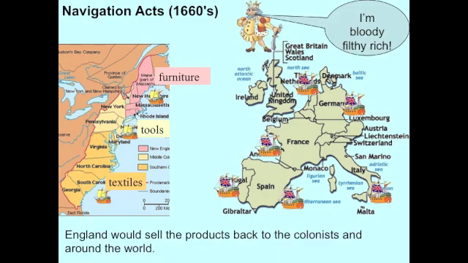In return, England would take those resources that made the furniture, the tools, the textiles, and they would actually sell them back to the colonies. So the colonies sold the iron and the cotton to England. England turned those things into furniture, tools, textiles, things that people could actually use every single day, and then would sell them back to the colonies and throughout the entire world. And you can see where the little ships are throughout the map of Europe.